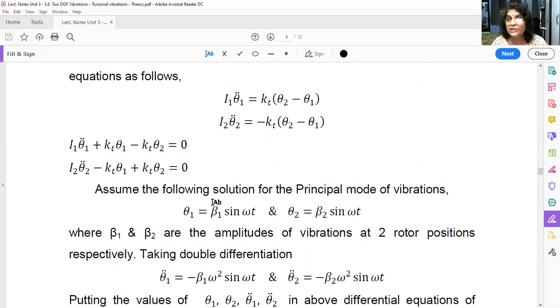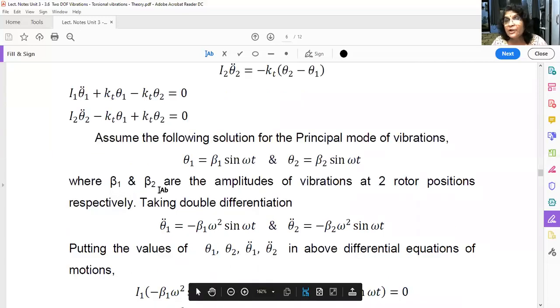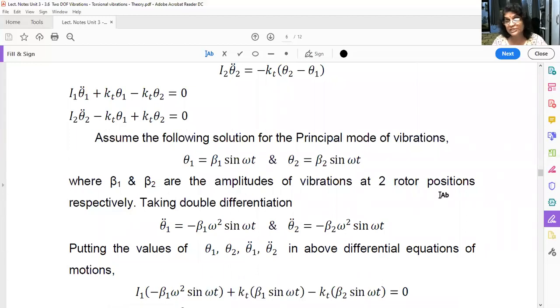Do you remember the solution we assumed for longitudinal vibration? Small x1 is equal to capital X1 sin omega t, small x2 is equal to capital X2 sin omega t. So we have replaced x1 and x2 by theta 1 and theta 2. Now, what are beta 1 and beta 2? They are the amplitudes of vibrations at the two rotor positions respectively.